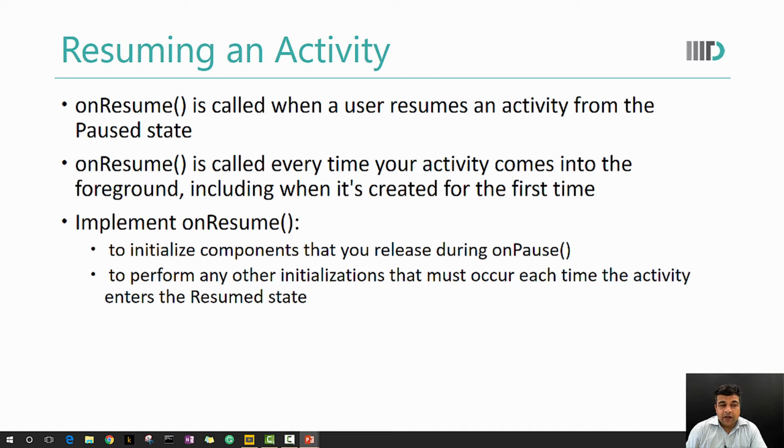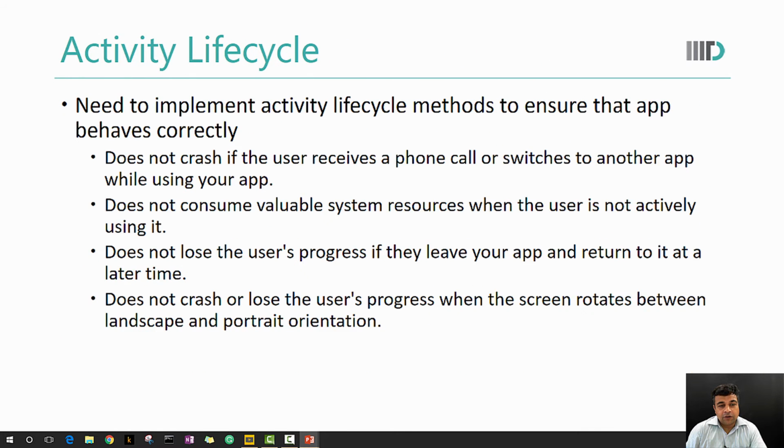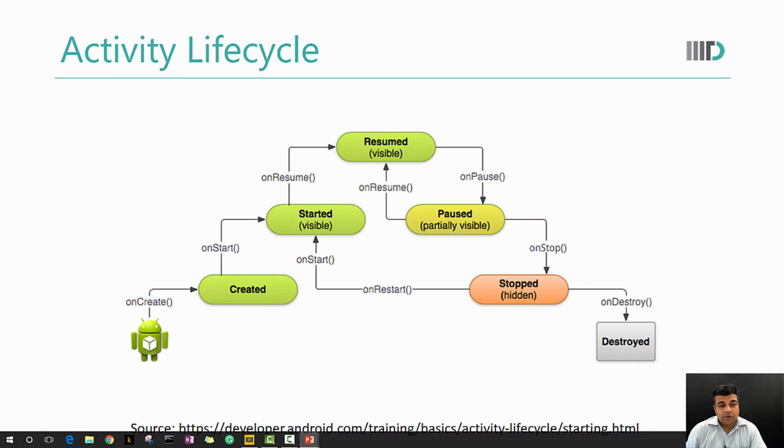When we resume an activity, onResume is called when a user resumes an activity from the paused state. onResume is called every time your activity comes into the foreground, including when it is created for the first time. As you saw in the diagram, and let me go back to it again, onResume is called from the paused as well as from the started state.